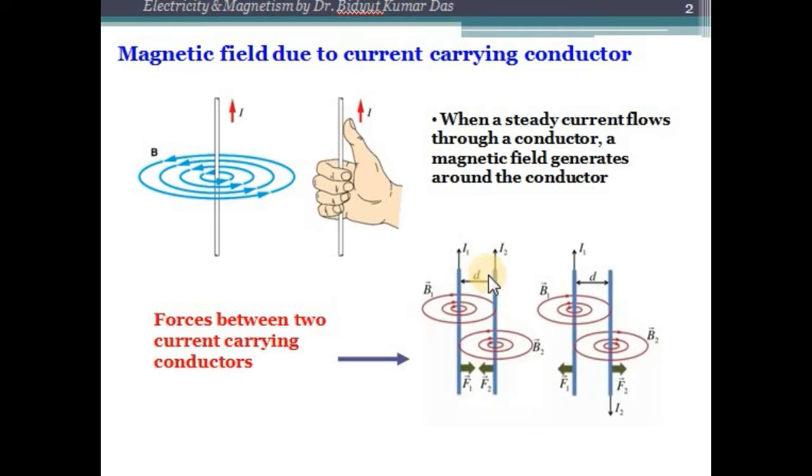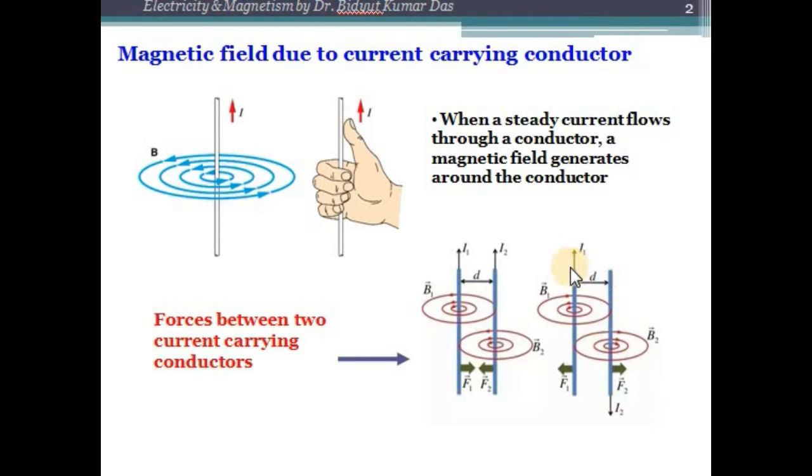Now what will happen when we bring two current carrying conductors closer together? For example, these are two conductors and the current is flowing in the upward direction. In this case, these two conductors will experience a force in this direction, and so they will attract each other. Always remember that if the currents through the conductors are in the same direction, then these two conductors will attract.